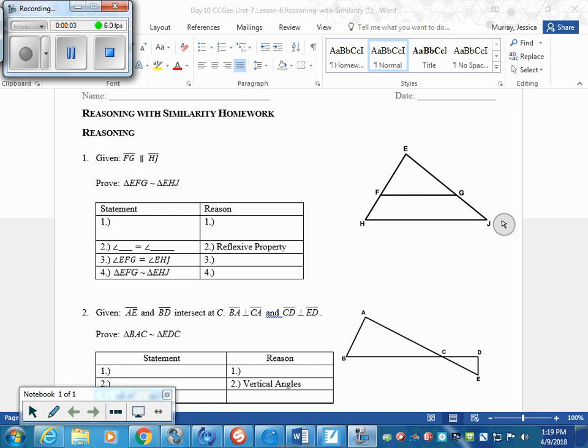Okay. So we're going to give you guys a little bit of homework help today. You're looking at your reasoning with similarity homework. We covered part of this in class.